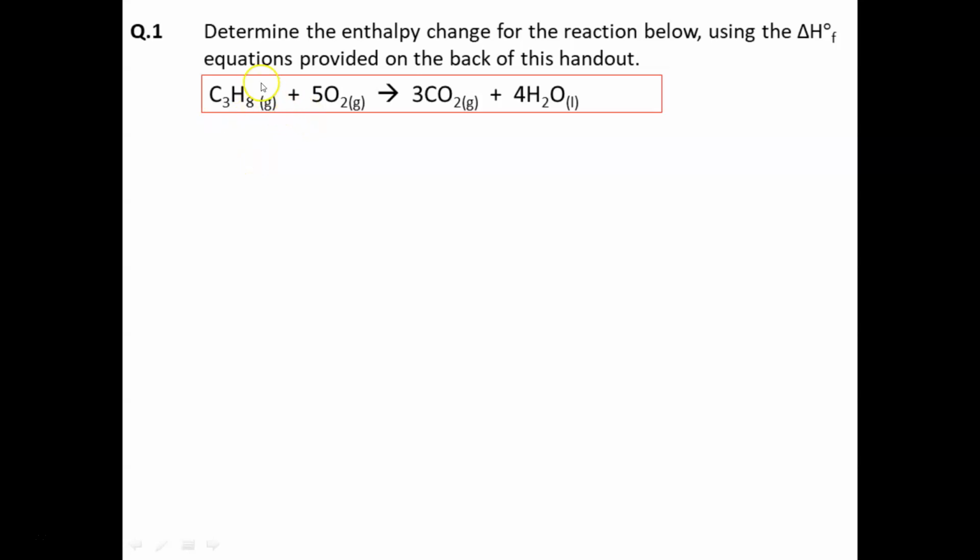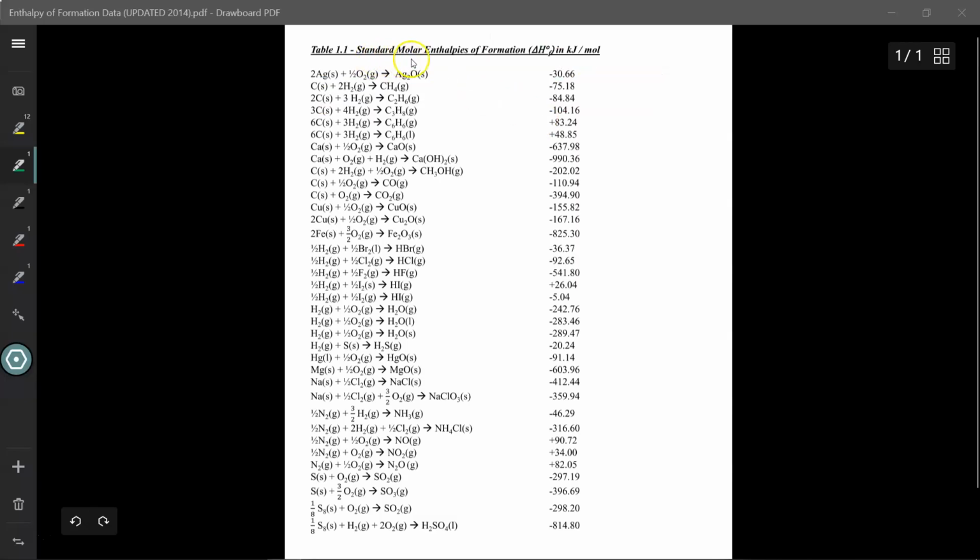Alright, so let's try this out. Let's pretend this reaction is too difficult to measure the enthalpy change for, and so what we're going to do is use a bunch of other chemical reactions in order to help us assemble this target equation. So determine the enthalpy change for the reaction below using the heats of formation equations provided on the back of this handout. These are standard molar enthalpies of formation. They will be given to you on a test. You don't have to memorize all this, but you do need to know how to use this and which equations to use.